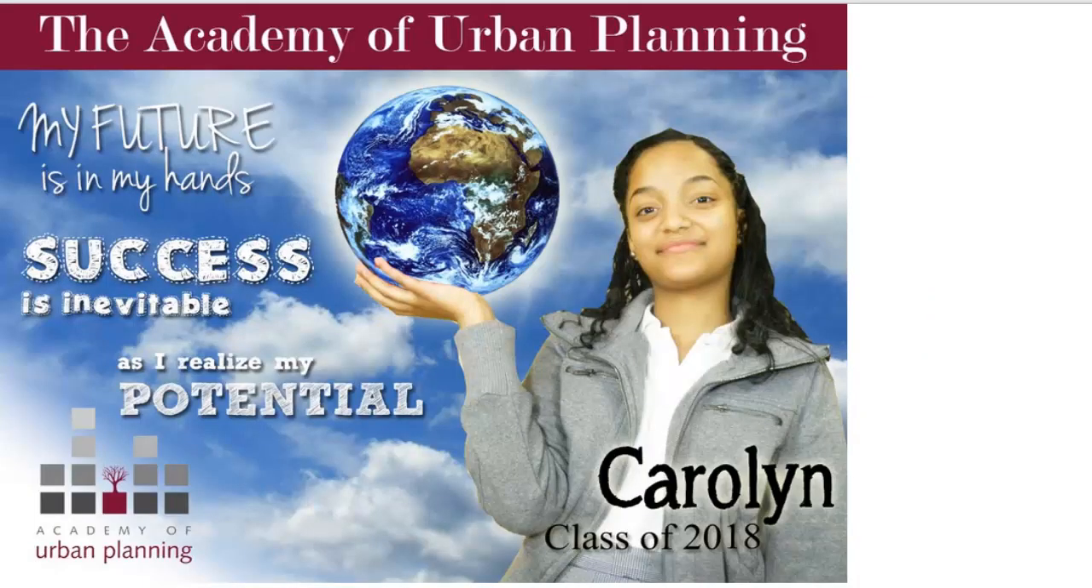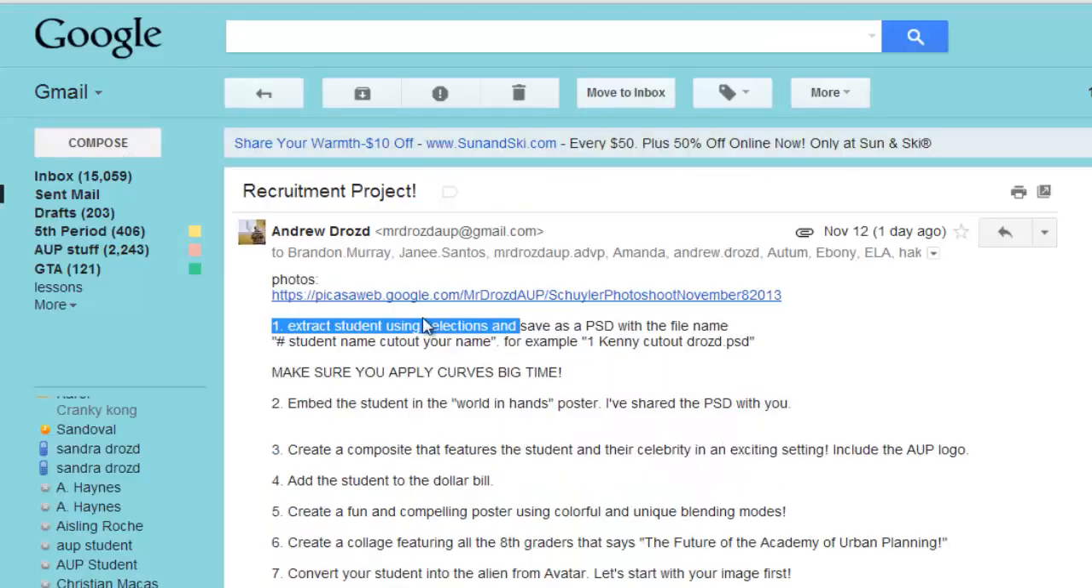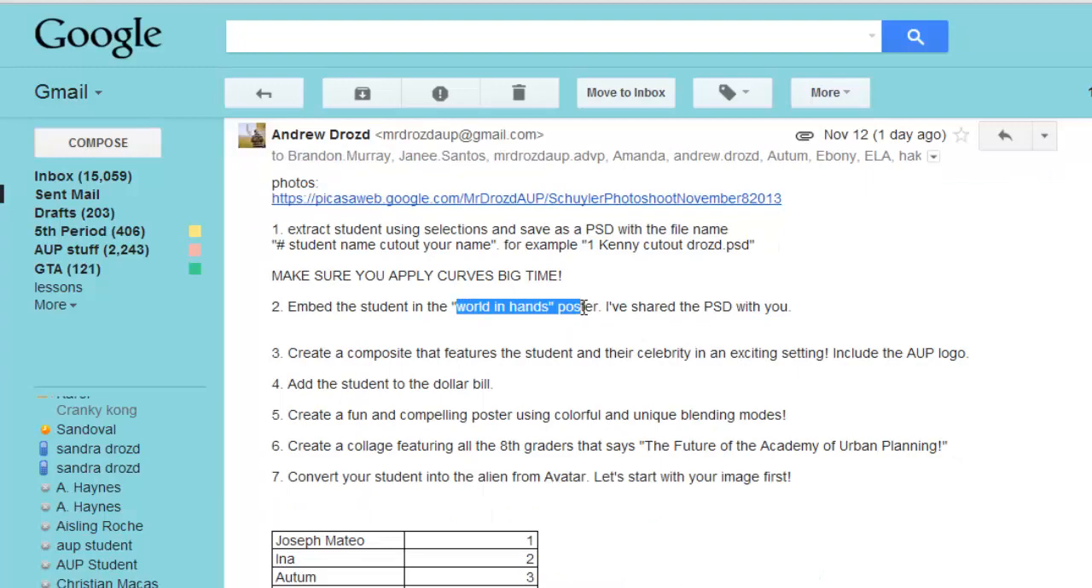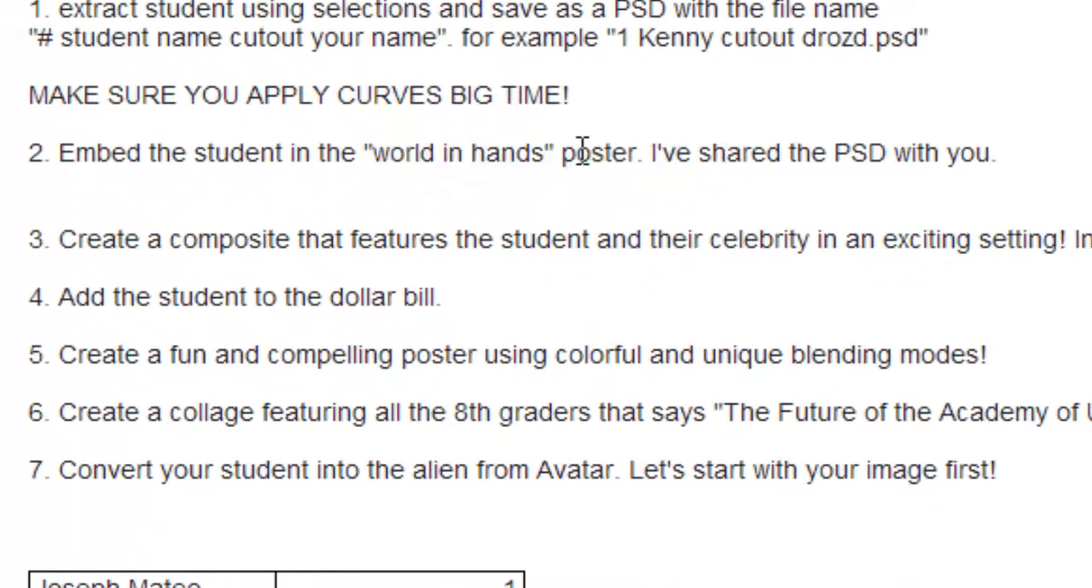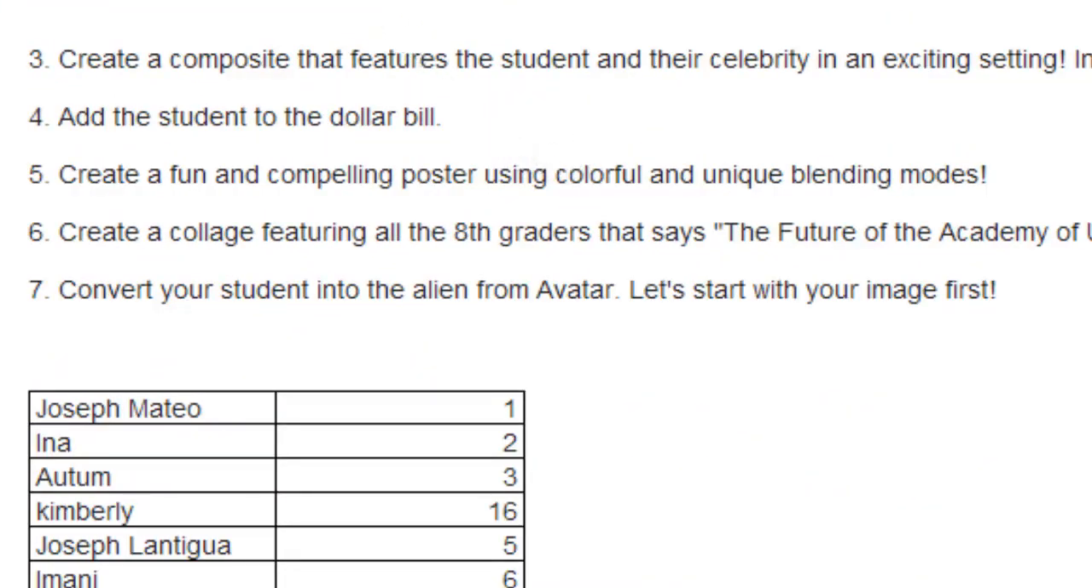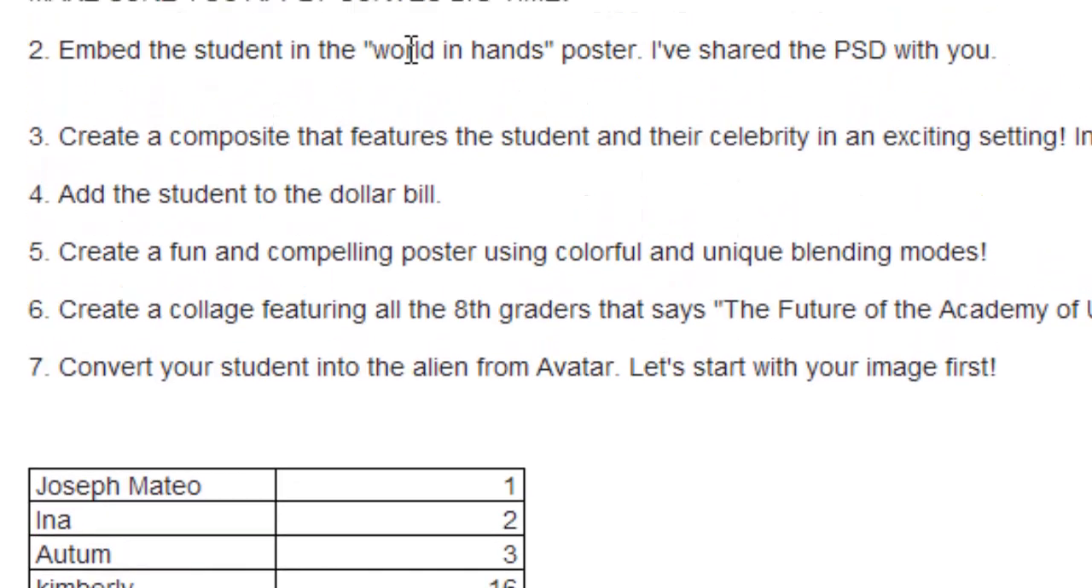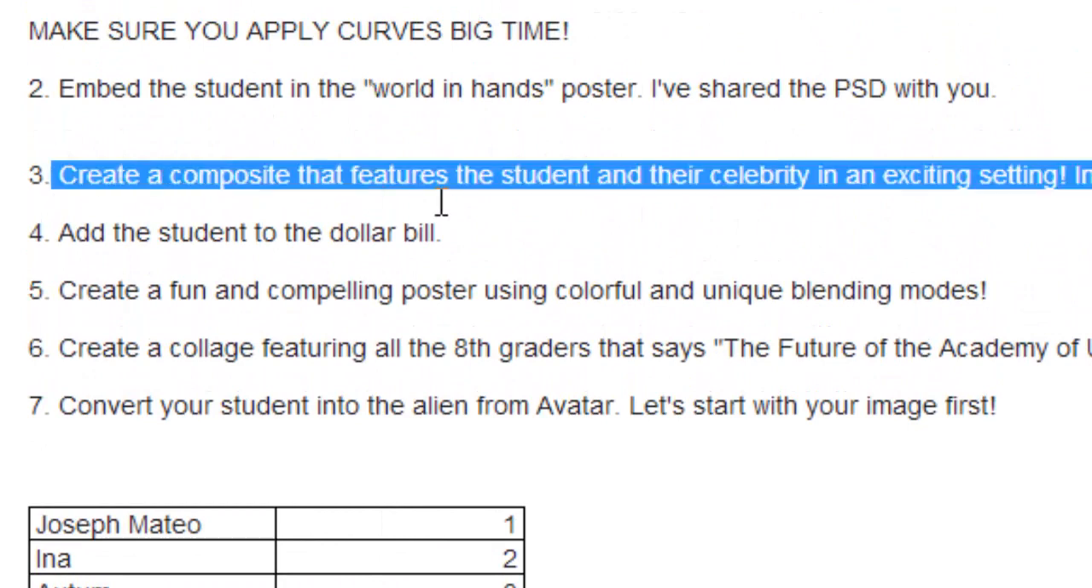Again, this is Kimberly. So here's what we're doing. Once you extract the student, saving as a PSD, you're going to do the world of hands. Most of you have submitted this to me already. A few of you have not. Among you, I think it was maybe Joseph Mateo, maybe no, Lissandra was working on it, but maybe he needs to submit it. Once you do that, you're going to create a composite that features the student and the celebrity.